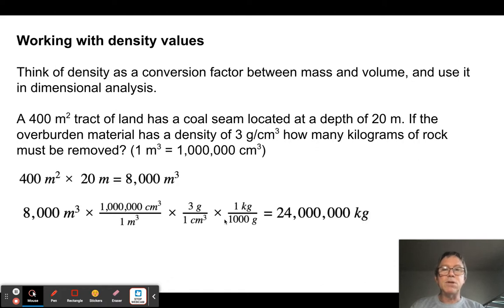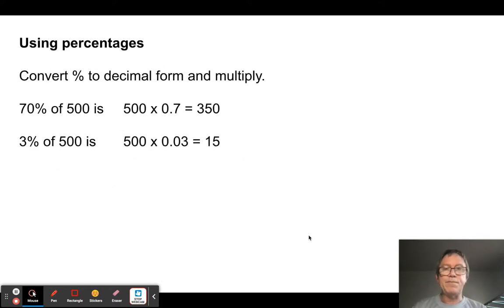I don't want grams, so they go into the denominator, and I'm asked to find kilograms. So you have to know that 1,000 grams equals a kilogram. And once I have this set up, I multiply all the top numbers, divide by all the bottom numbers. I get 24 million kilograms.